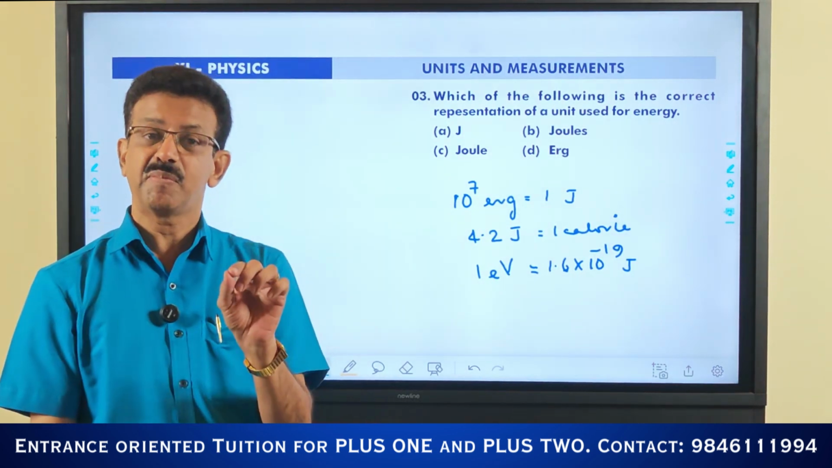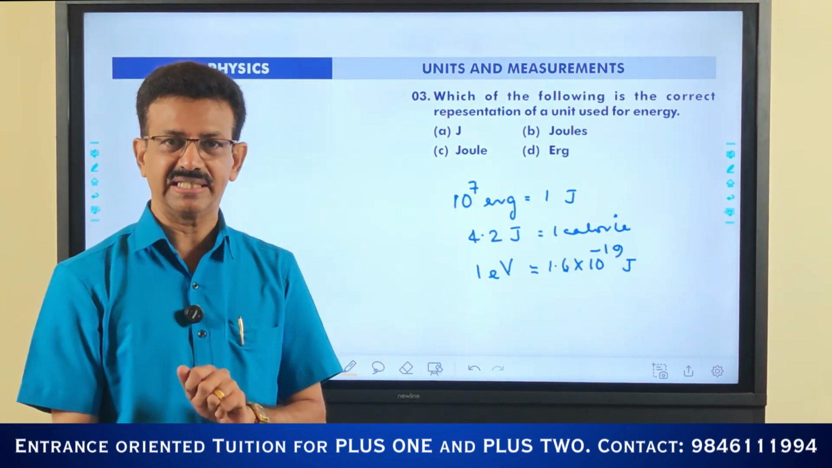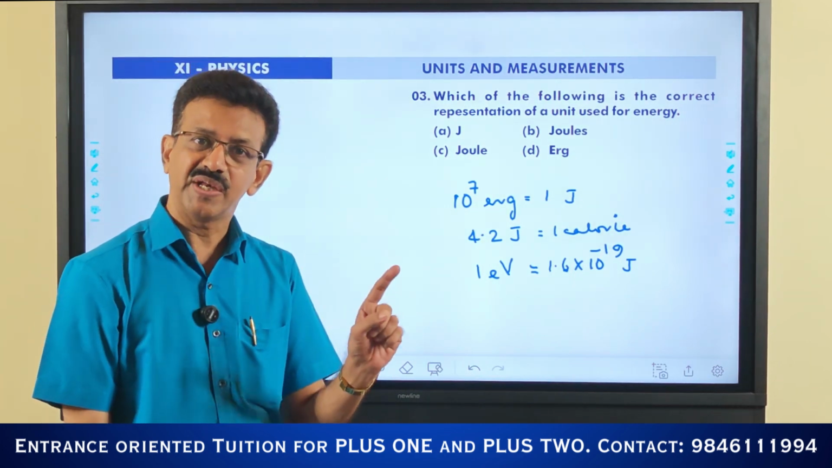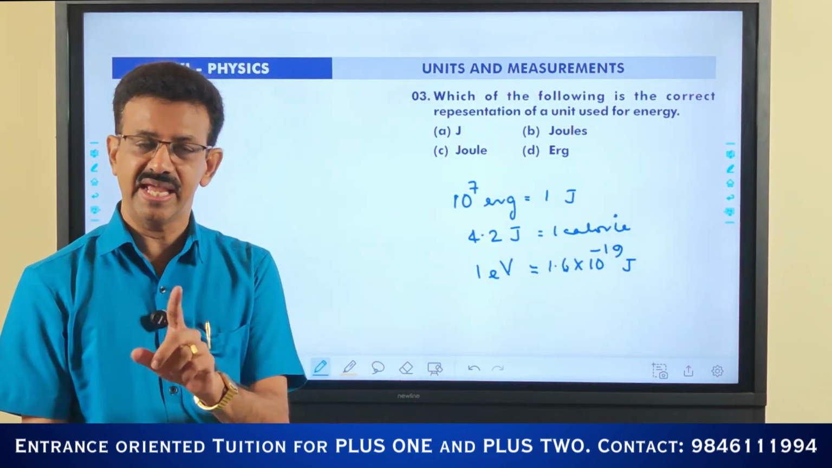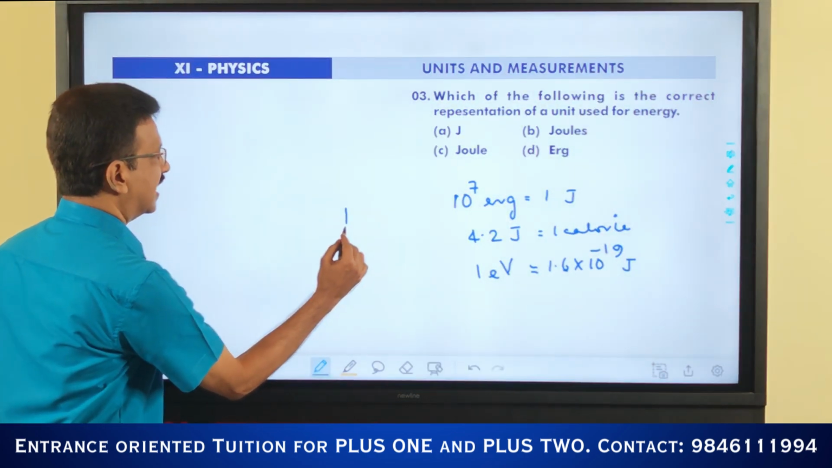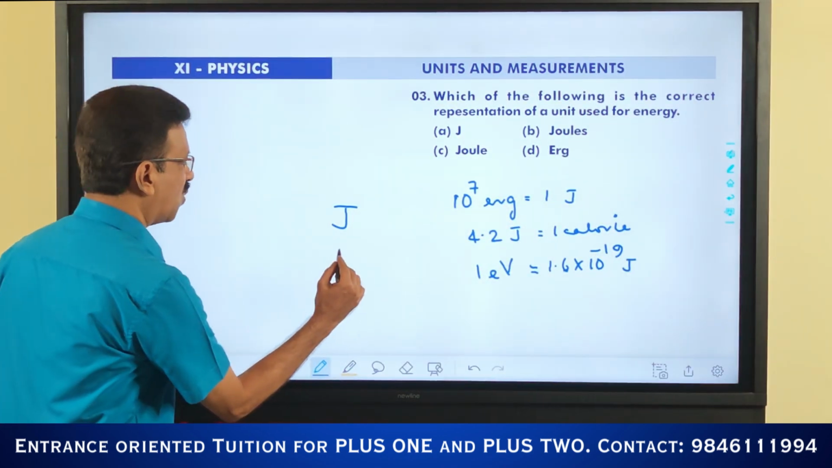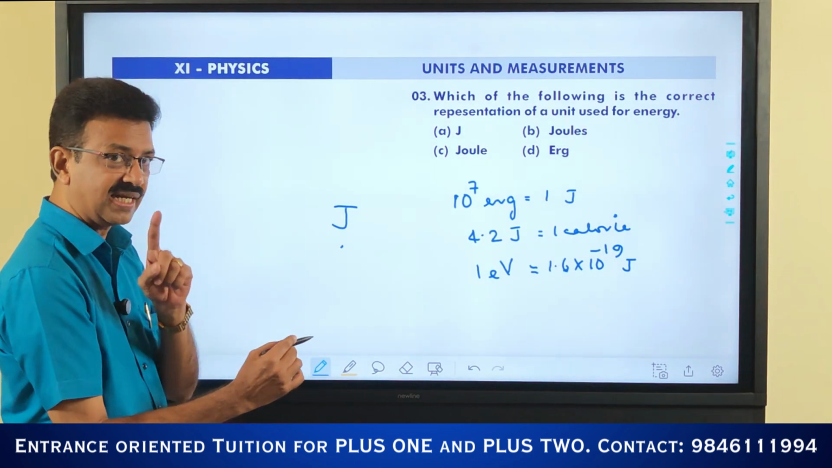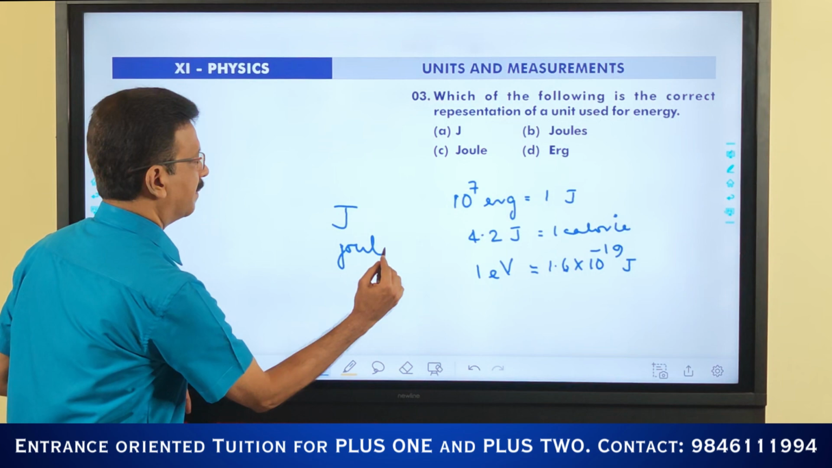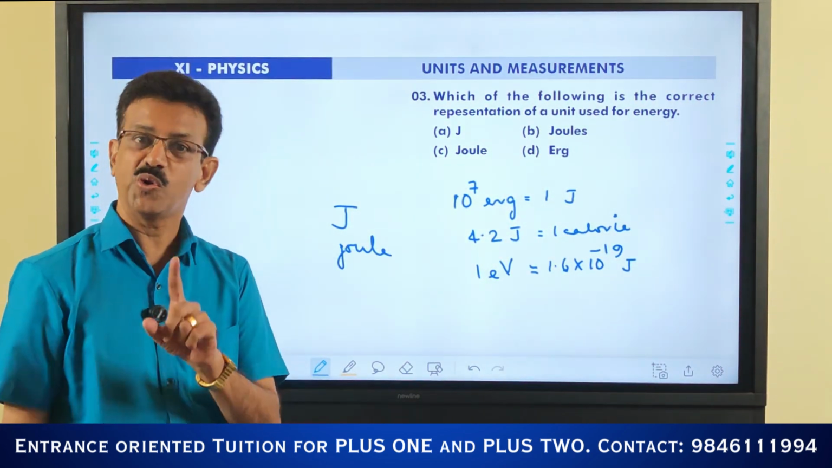But there are some important conditions for the unit representations. First one is, if a unit comes from the name of a scientist, we can use the first capital letter only. Therefore, for joule, here we can write either a capital J, or if you want to write the complete term, start with the small letter and plural with S should not be used.